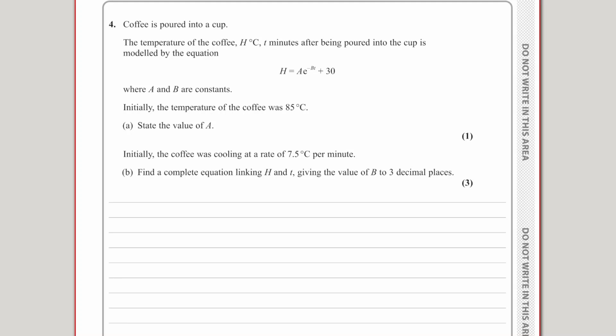So initially, T is 0. And so E to the power of minus BT is going to be 1. E to the power of 0 is 1. So H equals A plus 30. So 85 equals A plus 30. A must be 55.